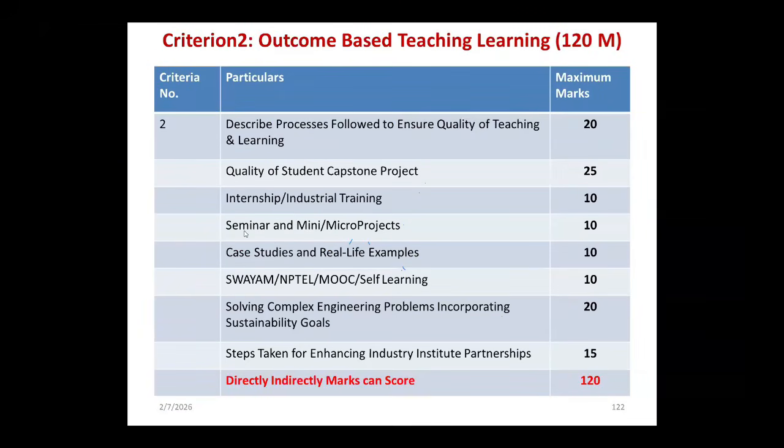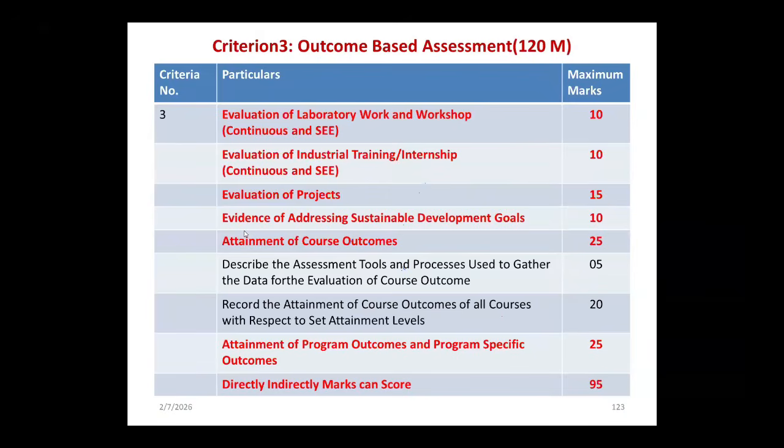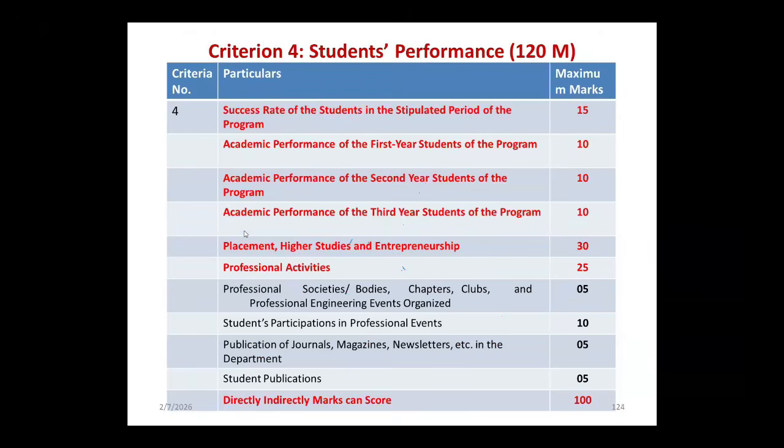Then under criteria 3, outcome based education and outcome based assessment, which is of 120 marks, in this criteria you can map the activities of professional societies like faculty chapters as well as student chapters, and you can get up to 95 out of 120. And under criteria 4, 120 marks, there are some calculations in the first case, but directly 100 marks are related with student chapter performance, so that you can score.